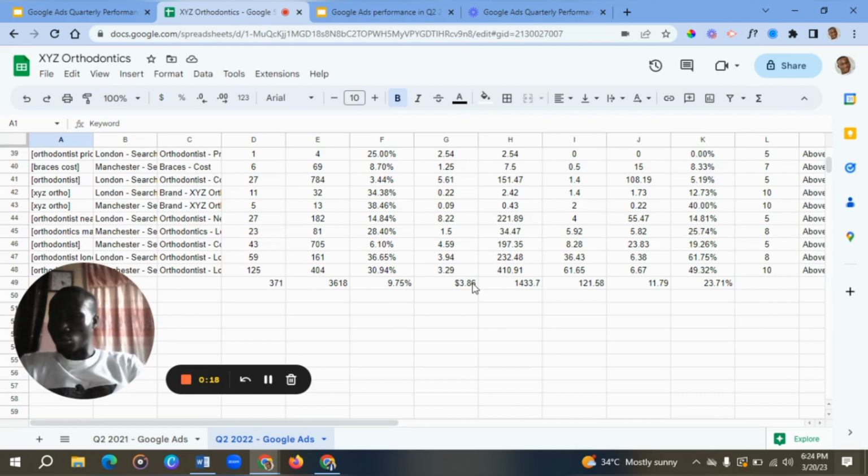average CPC more than doubled, the cost almost doubled also. We can see that the conversions reduced, kind of reduced drastically. The cost per conversion skyrocketed. Also, you can see that the conversion rate reduced. So, in essence, the Q2 2021 report was better.